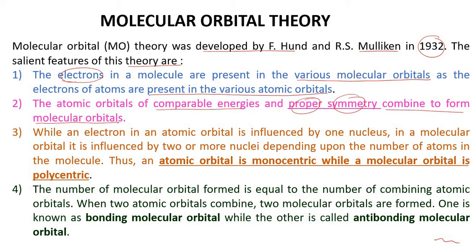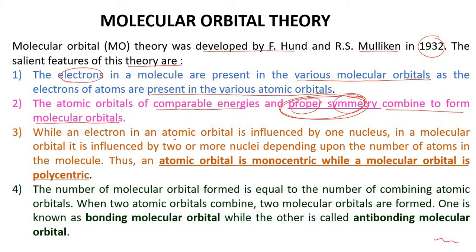This point, if you consider, students, s orbital and s orbital will be overlapping to form a molecular orbital. Similarly, a 2px will overlap with another 2px, and at the same time a 2px orbital will not be overlapping with the 2pz orbital. So 2px and 2pz have different symmetry, but here we are mentioning it as proper symmetry. Therefore atomic orbitals of comparable energy and proper symmetry combine to form molecular orbitals.